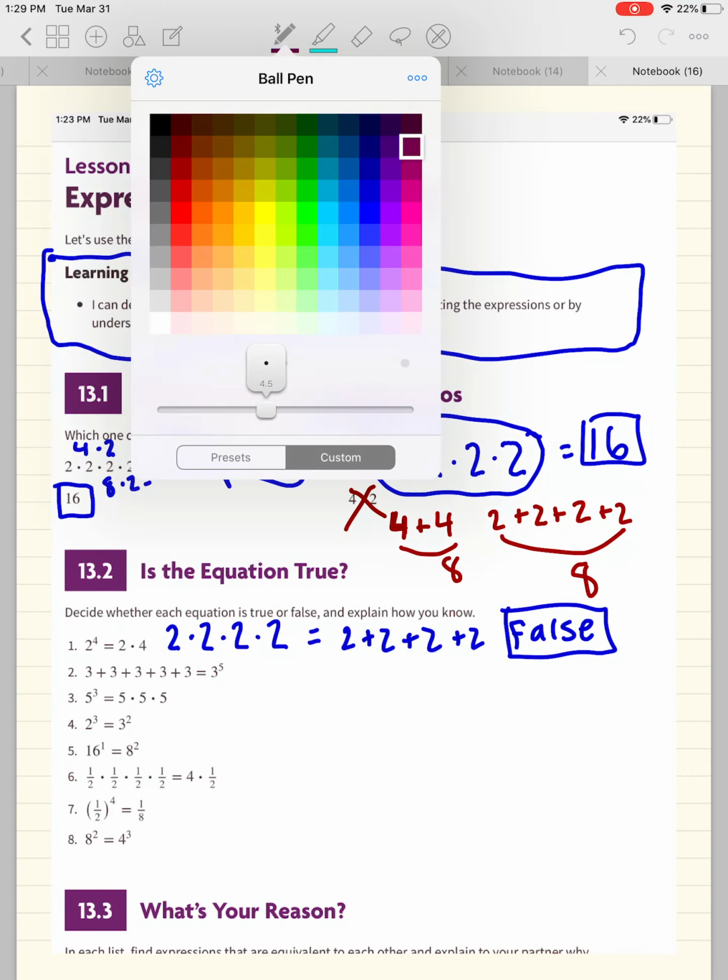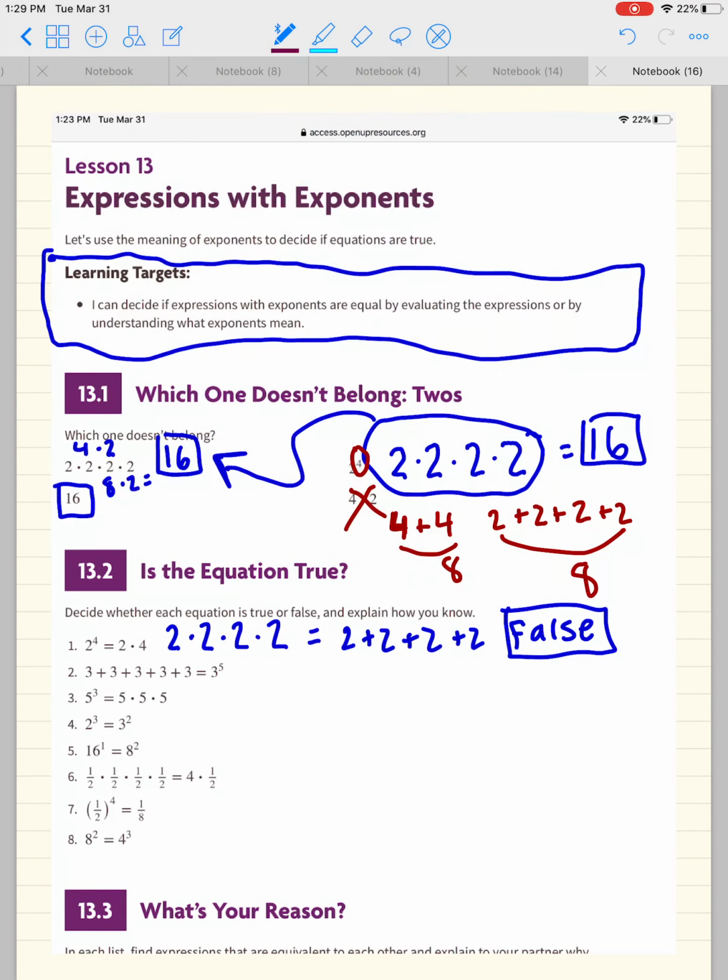Let's look at number 2. 3 plus 3 plus 3 plus 3 plus 3 equals 3 to the 5th power. So again, 3 to the 5th power means 3 times 3 times 3 times 3 times 3. It is not going to equal the same thing as 3 plus 3 plus 3 plus 3 plus 3. If you don't believe me, go ahead and do it. 3 plus 3 plus 3 plus 3 plus 3 is going to equal 15.